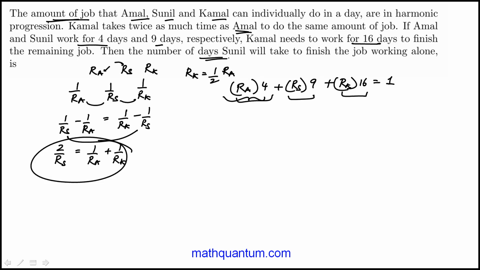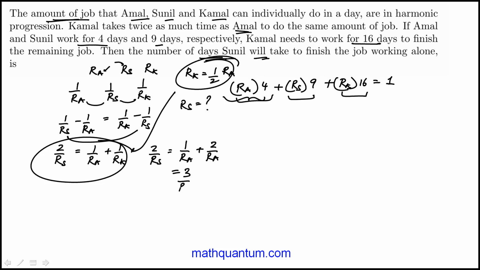We need to figure out the number of days Sunil will take to finish the job. So I'll focus on finding the rate of Sunil. And so I'll use this information, and I can plug in R sub K, which is half of RA, and since it's in the denominator, it will go up, so it becomes 2 over RA, which is 3 over RA. And if I cross multiply, RA would be 3 over 2 times RS. So I can replace that here because I want this equation with just the R sub S as the variable, which is the rate at which Sunil does the work.